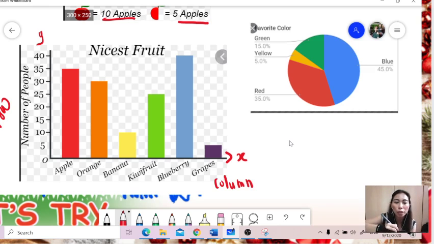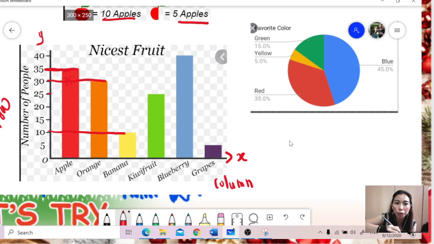So the column represents the type of fruits. So you have apple, orange, banana. You can do this also, number of people. So the row is the number. So what is the number of people who love apple? So 35. So it goes back to the axis, the data. So here orange, you draw a line. So it's 30. And then for banana, it's 10.